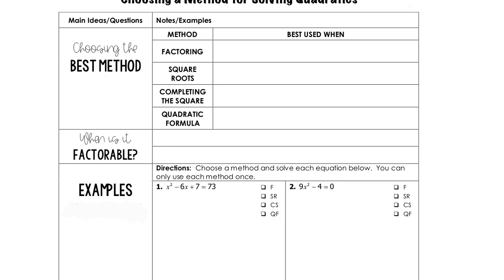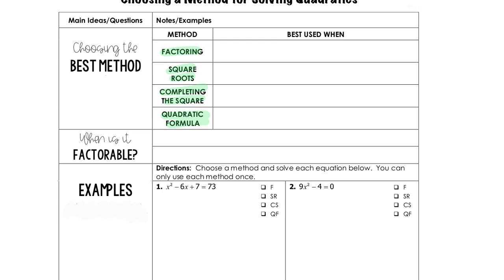But luckily, we aren't doing really anything new. We're just talking about all of the methods that we've done so far, and then the best times to pick each one. Notice graphing is not a choice. So when we look at this, it's just giving us factoring, square roots, completing the square, and the quadratic formula. Graphing probably will be an option on your test, but it's never really the best option. So we're focusing on these other ones today.